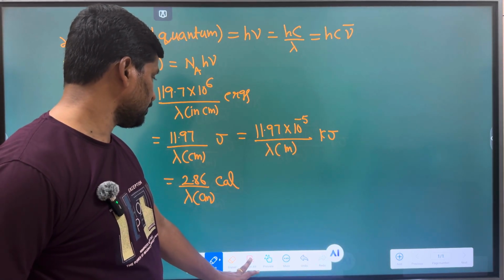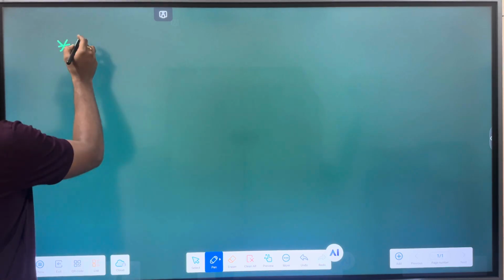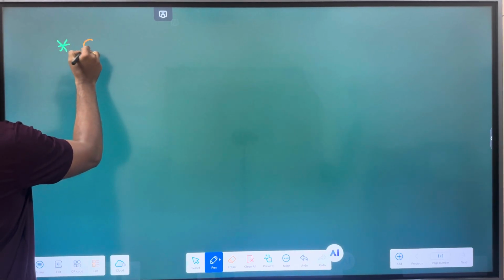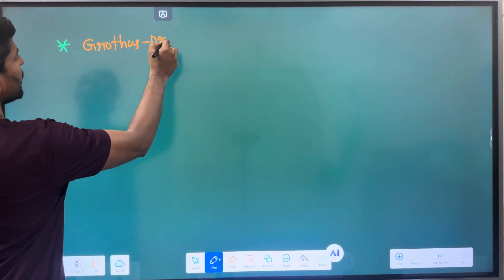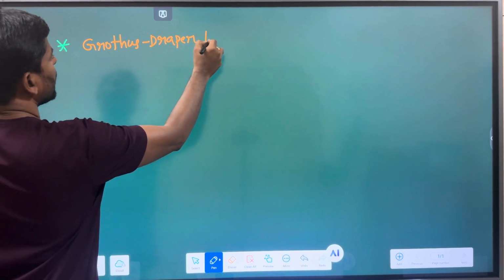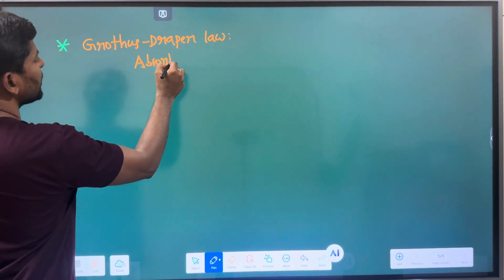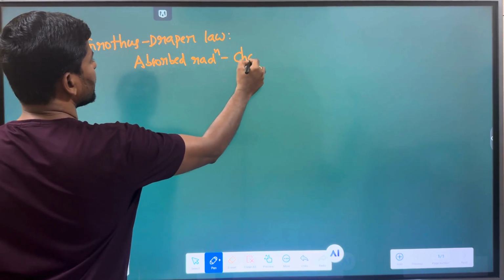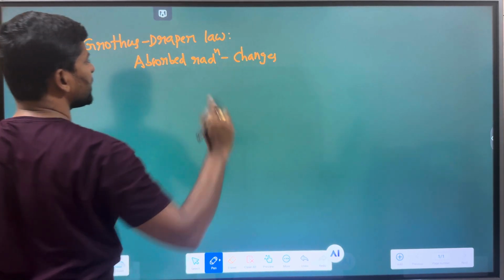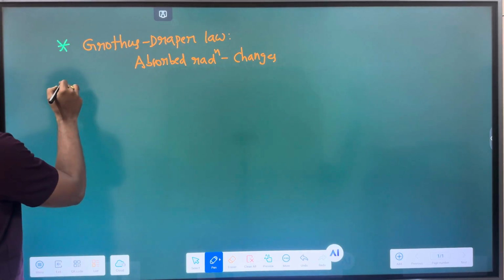Next one, various laws of photochemistry. In that, the first one is the Grotthuss-Draper law. According to the Grotthuss-Draper law, what happens? Only absorbed radiation causes changes in the system. Unabsorbed radiation doesn't lead to any changes in the system. That is called the Grotthuss-Draper law simply.